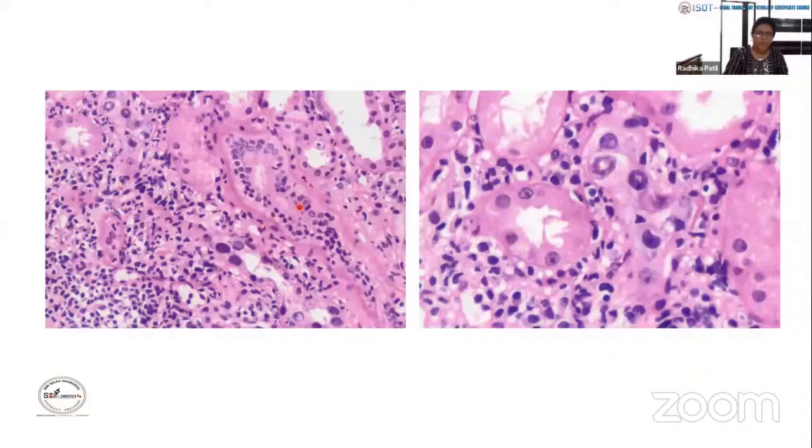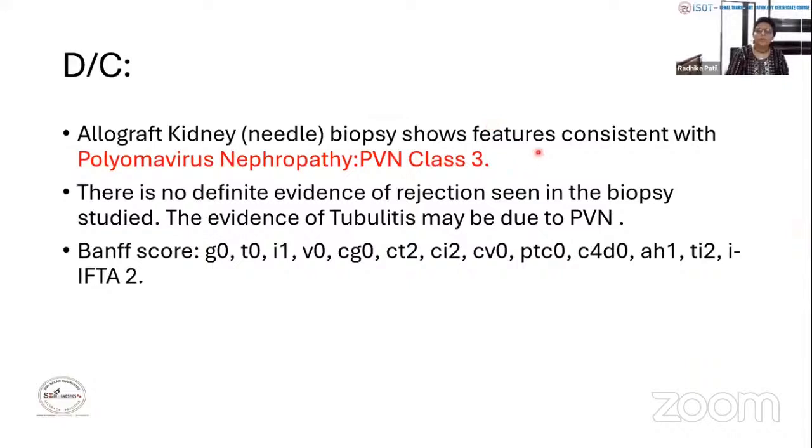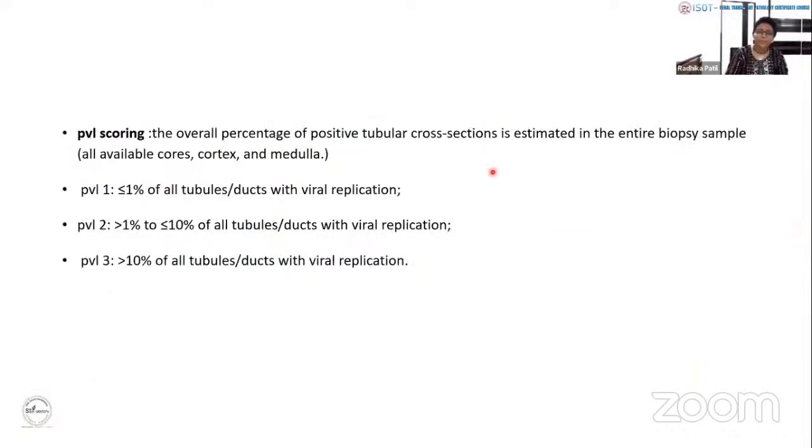There are 4 types of inclusion. Here, these 2 types of inclusion are seen, and these tubules which are showing these intranuclear viral inclusions are showing tubulitis, not the other tubules. SV40 stain is strongly positive in these intranuclear inclusions. So it was consistent with polyomavirus nephropathy class 3.